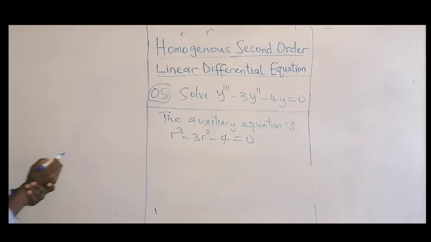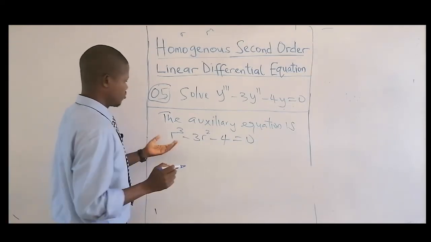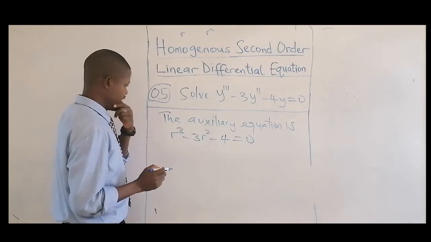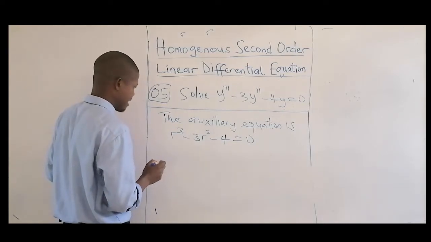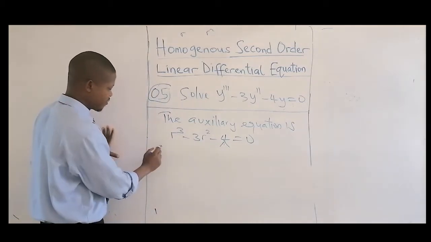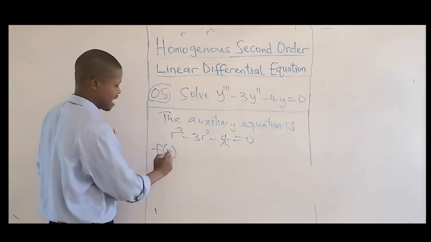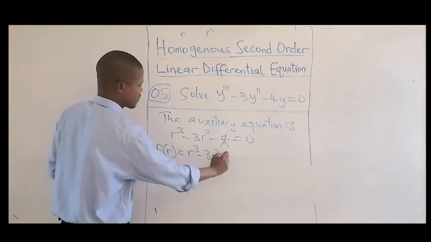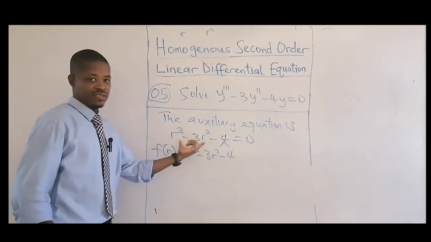So what we are going to do here is this is also a polynomial of power 3, of degree 3. So what we are going to do here is to look for factors of 4. Okay, so let's first of all write this one as a function of r, f(r) equals r^3 + 3r^2 - 4. Okay, because we need to factorize this.